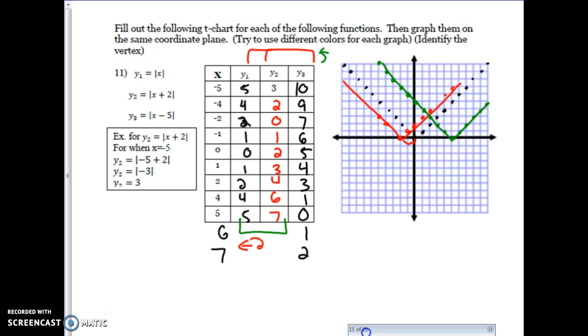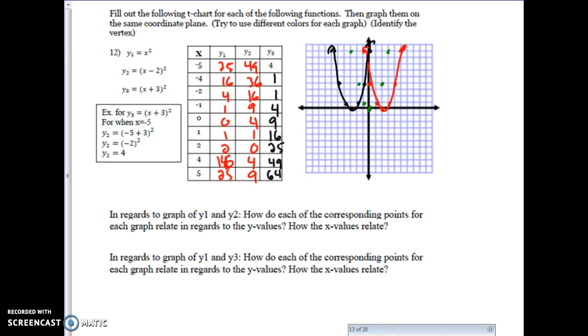So what it seems like is that if I were to look at the absolute value of x minus 5, it seems like it's taking the absolute value of x and moving it to the right 5. And if I'm taking the absolute value of x plus 2, it's taking the absolute value of x and moving it to the left 2. Okay? So does that same process hold for x squared?